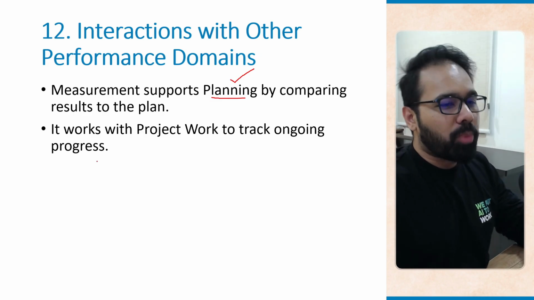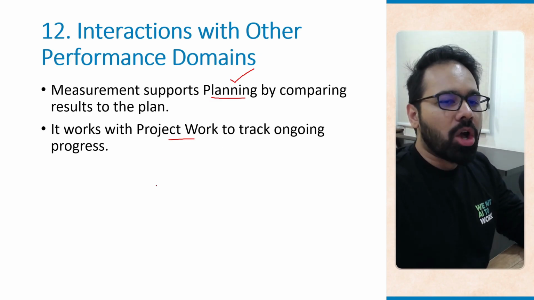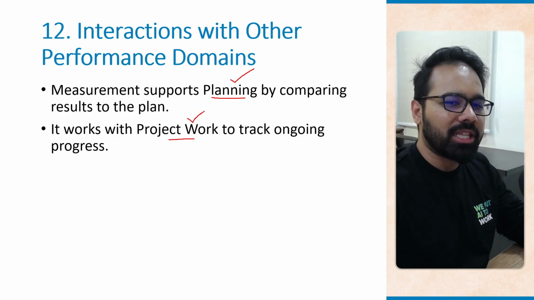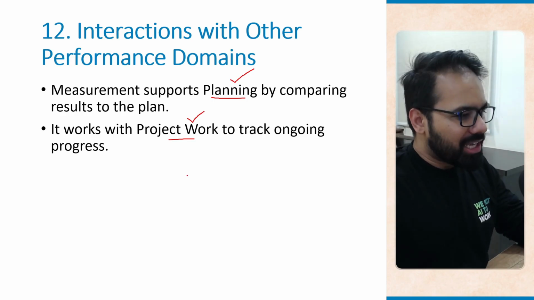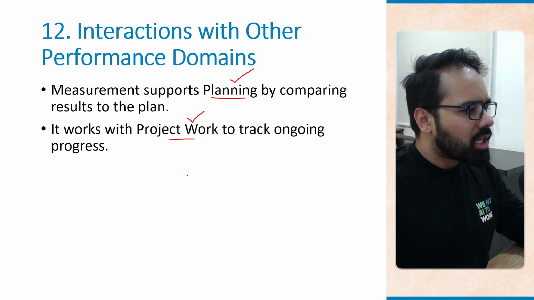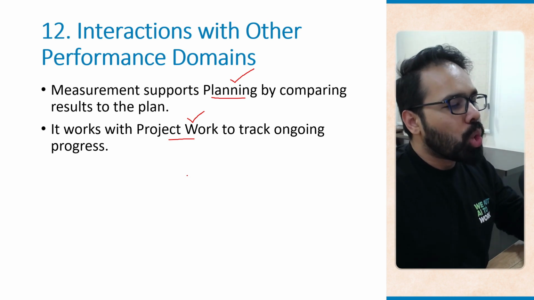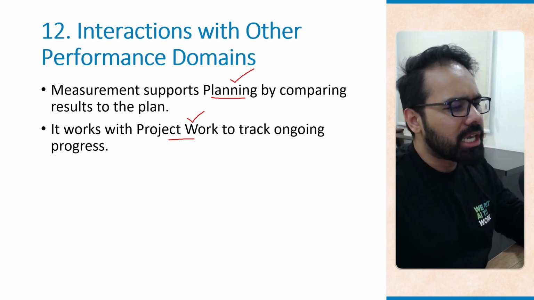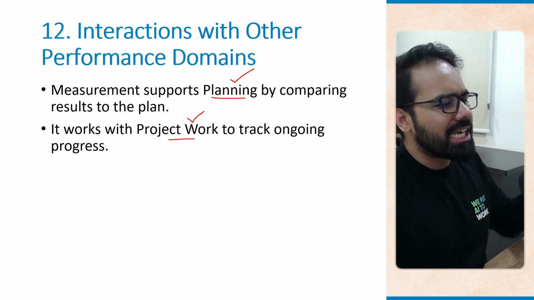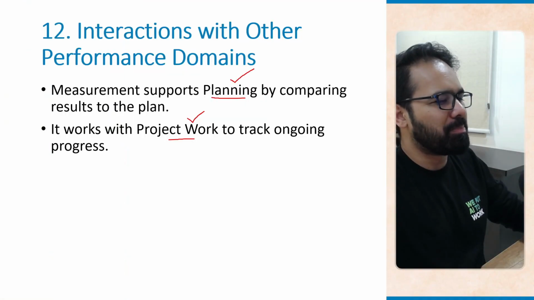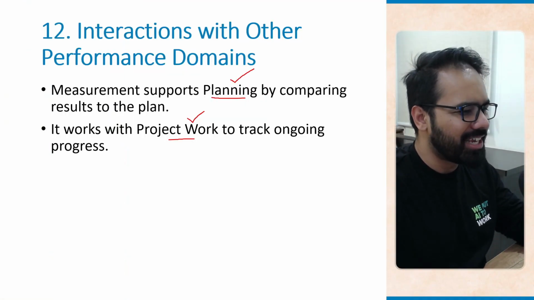It works with project work to track ongoing progress. Now, this is another performance domain, project work. Metrics such as story points completed per sprint show how smoothly the work is moving. By the way, I just said metrics such as story points completed per sprint. What is this called? Let me know in the comments.